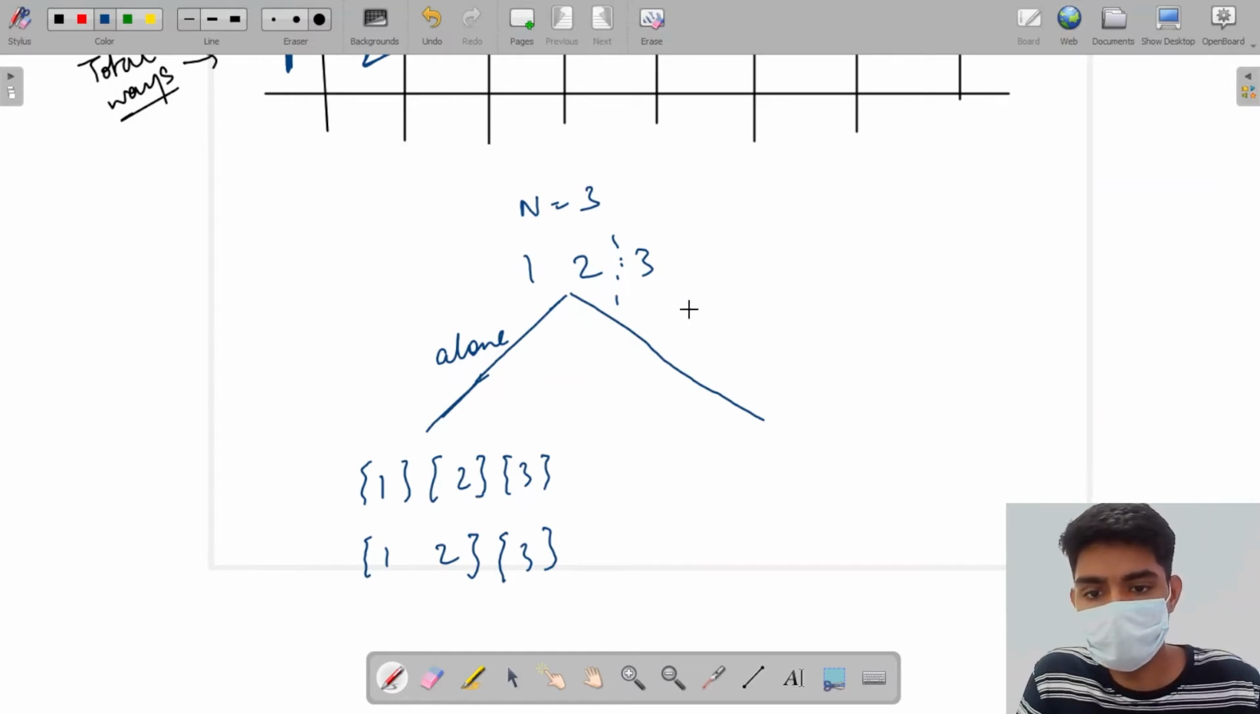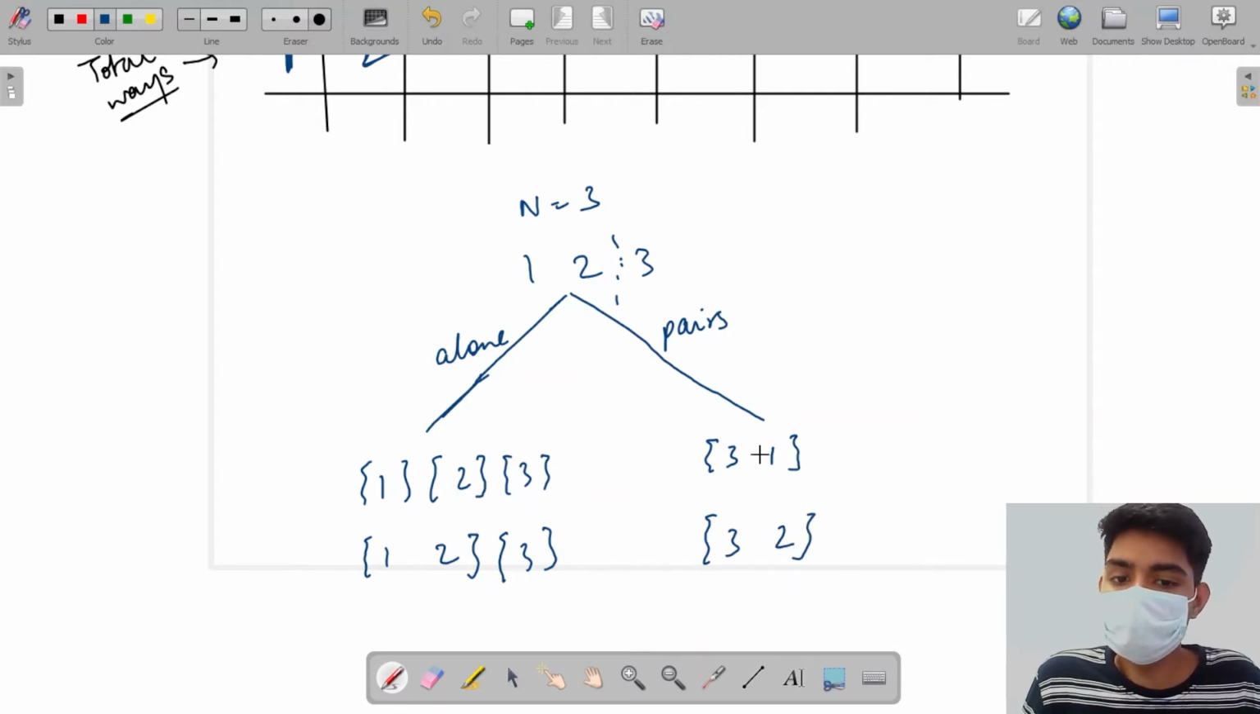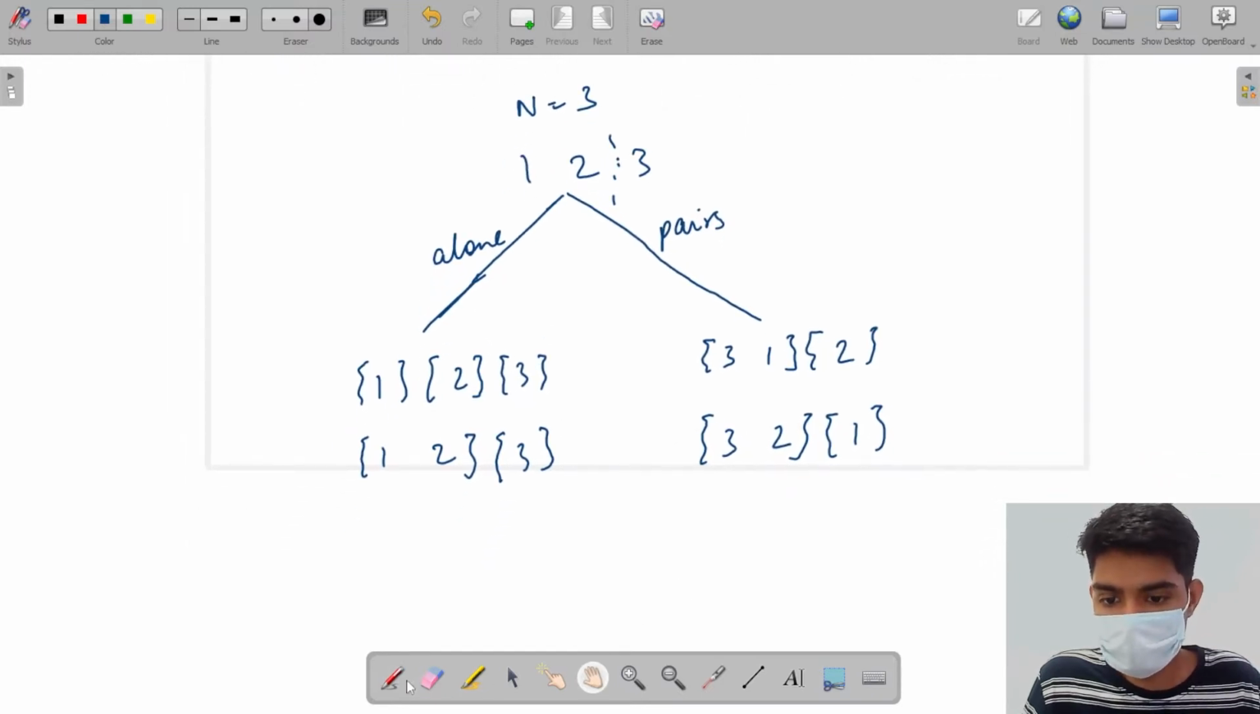Okay. Let's say now 3 is going to go in pairs. If 3 is deciding to go in pairs, 3 can either pair up with 1 or pair up with 2. If 3 pairs up with 1, then the only person that is left is 2, so he will go alone. If 3 pairs up with 2, then the only person left is 1, so 1 will go alone. Is there any other way? 3 cannot pair up with someone else. So the only other way would be something like 1 and 2 pair up and then 3 goes alone.